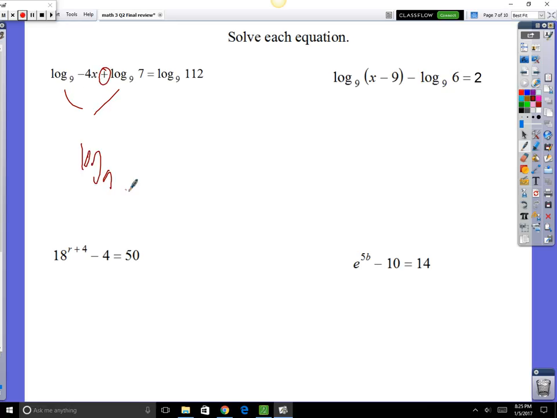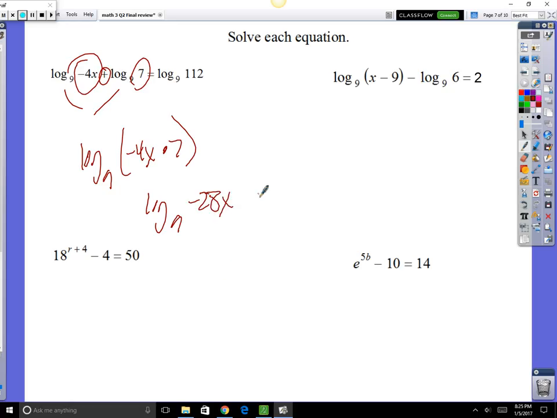let's go log base 9 of this portion of minus 4x times this portion times 7. So it's going to be log base 9 of minus 28x. And on the other side, we got log base 9 of 112. Okay, now we're kind of going to do a mental math thing. So you're going to solve an equation. The left side has to equal the right side.